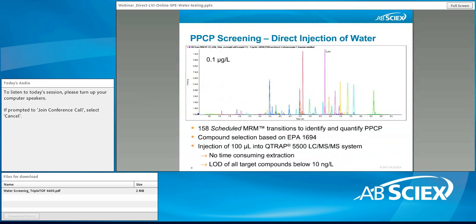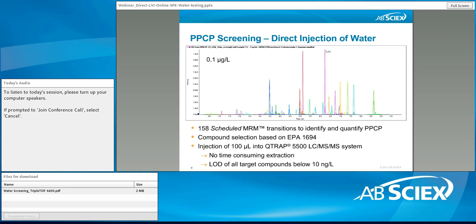All right. So a couple of data using the method I described. So here is PPCP screening, a method we did some time ago. You see here the injection of a standard 0.1 microgram per liter of a mix of around 80 pharmaceuticals personal care products. We selected these compounds based on the method EPA 1694, and we used the scheduling feature to monitor these MRMs at respective retention times throughout the chromatogram.